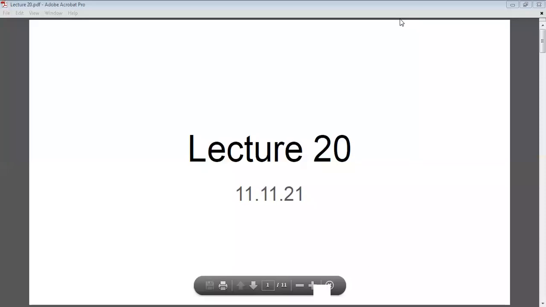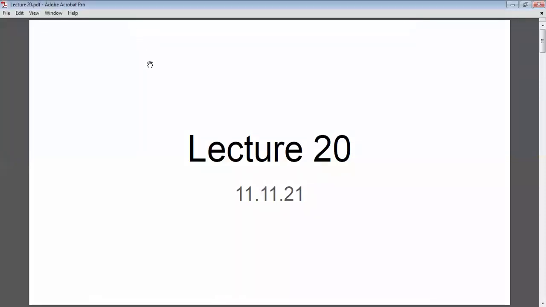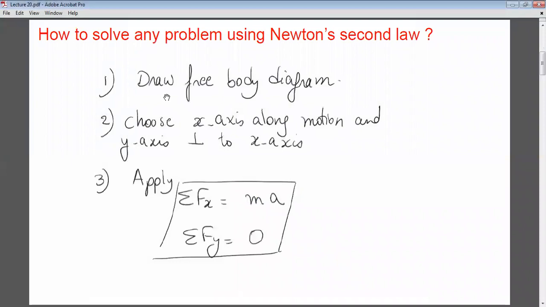Okay, so in today's lecture, we will continue working on Newton's second law. As a reminder, in order to solve any problem using Newton's second law, the first thing we do is draw a free body diagram. That is, we put the object and all the forces acting on it. Second, we choose an x-axis along motion, then a y-axis perpendicular to it. Then we apply Newton's second law: summation of Fx equals ma, or summation of Fy equals 0.